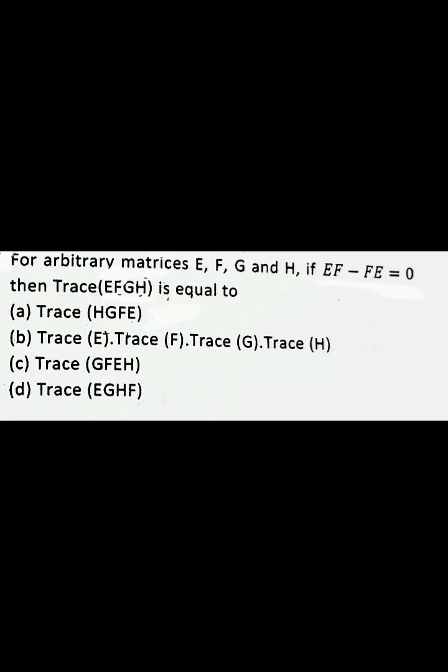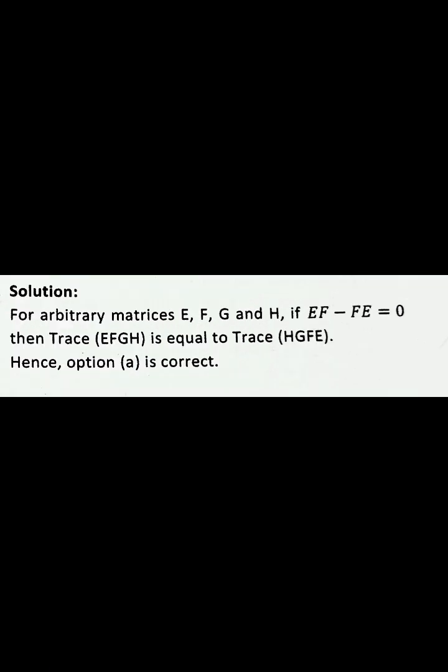The next question is: for arbitrary matrices E, F, G and H, if EF minus FE is equal to 0, then the trace of EFGH is equal to dash. So this is a question asking about the properties of the matrix. We know that for arbitrary matrices E, F, G and H, if EF minus FE is equal to 0, then the trace of EFGH is equal to the trace of HGFE. So the answer is option A.